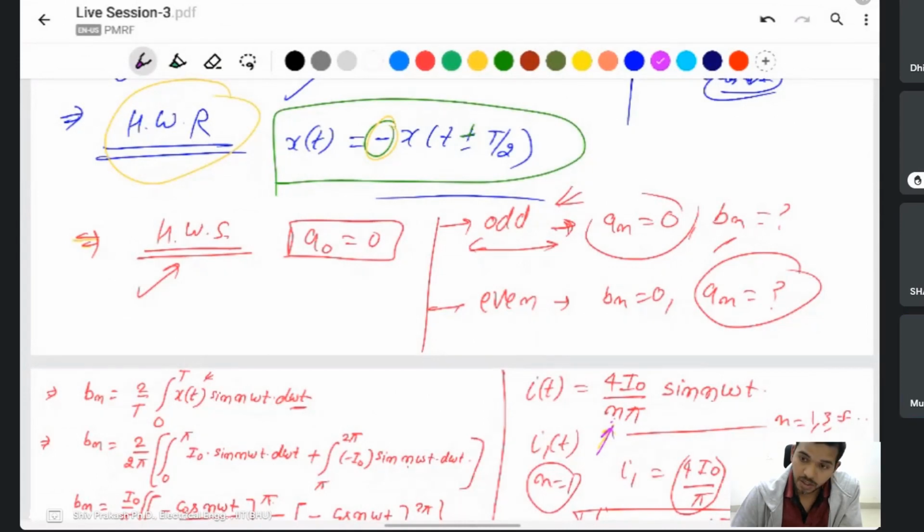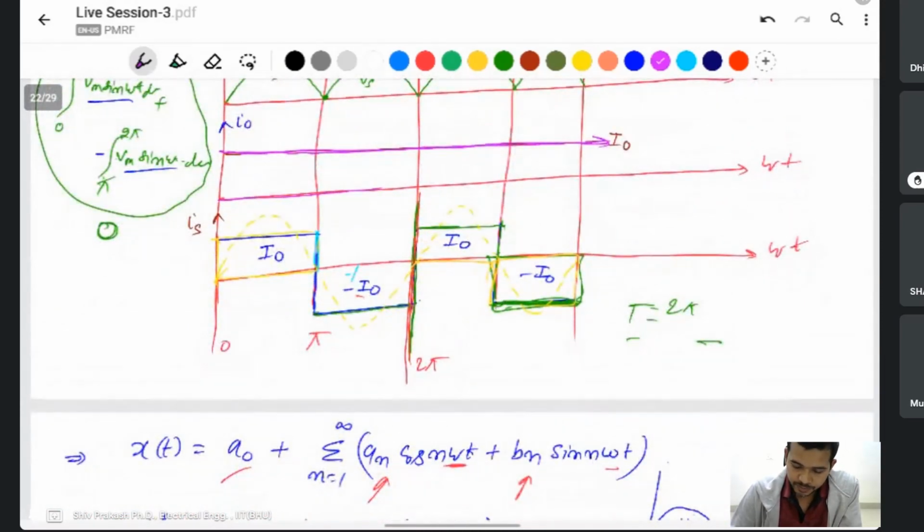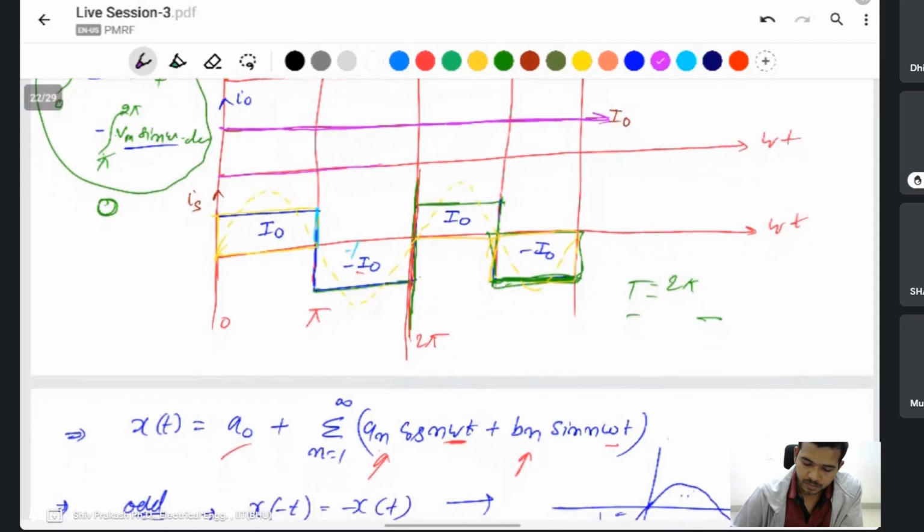Sir, here this input side current is positive and negative type, a square wave, I naught and minus I naught. The output current is unidirectional. In this case, how to find out the input power factor? Because the input side voltage is sinusoidal and this current is a square wave.